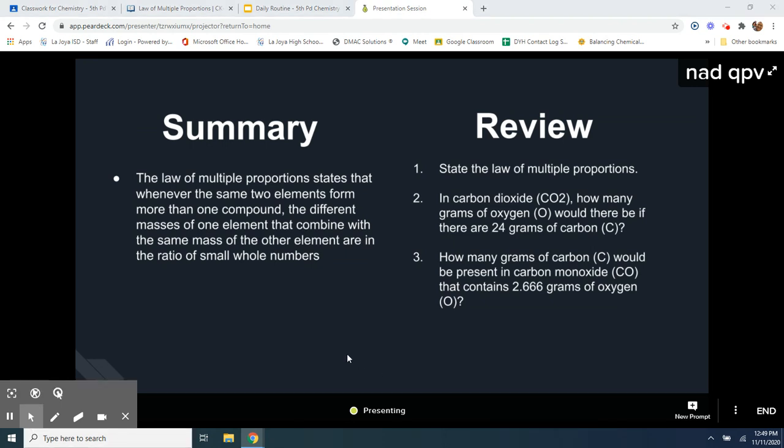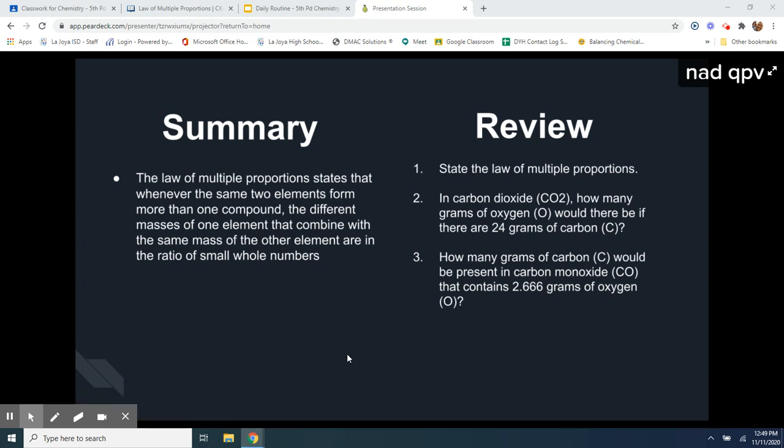Summary. The law of multiple proportions states that whenever the same two elements form more than one compound, the different masses of one element that combine with the same mass of the other element are in the ratio of small whole numbers.